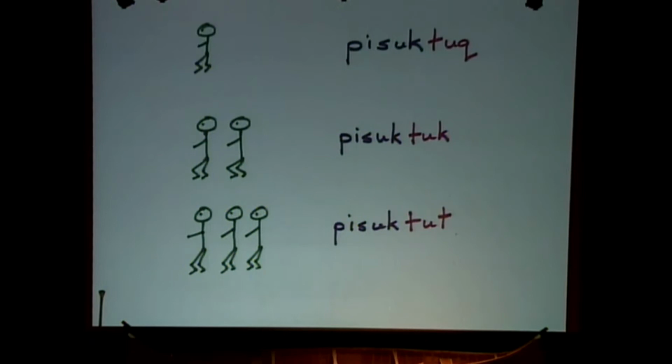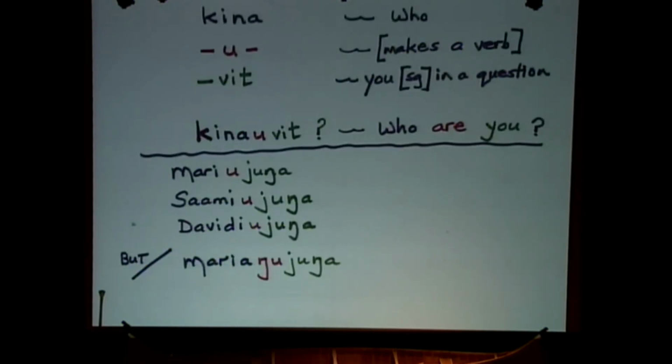I'm going to teach you how to ask and answer a very simple question. Here's the vocabulary you're going to need for it. Kina means who. Then the particle, or the chunk, or the piece u makes it a verb if you put an ending on it. And the ending we're going to put on it is ven, you singular in a question. So putting those three things together, Kinauven, who are you? In other words, what's your name?